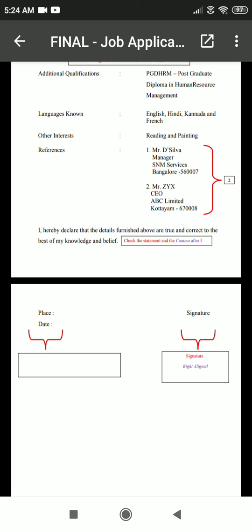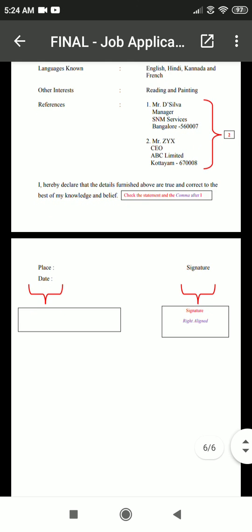Make sure that you always write your declaration statement. Please do not miss it out. Just rewinding once again: I hereby declare that the details furnished above are true and correct to the best of my knowledge and belief. And then further, on your left-hand side aligned, after this you're going to put a small line, and coming to the next step, it's going to be left aligned, your place.